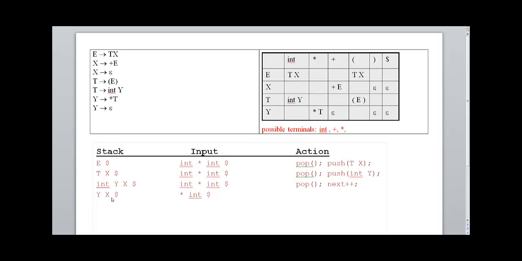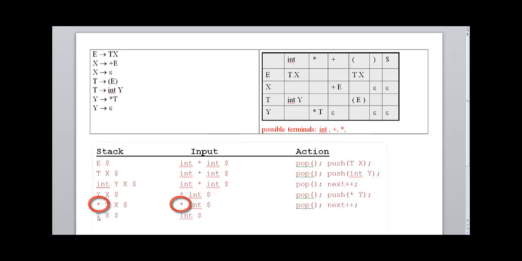Okay, and we have a Y. Again, they do not match. You have to look at the table here. So we have a Y, and we have a multiplication symbol. So we're going to add a star T to the stack. So I added my star T to the stack. Here's my X still original. But now again, notice I have a match for my first token and my first item on top of the stack. So I'm going to pop and next again after this.